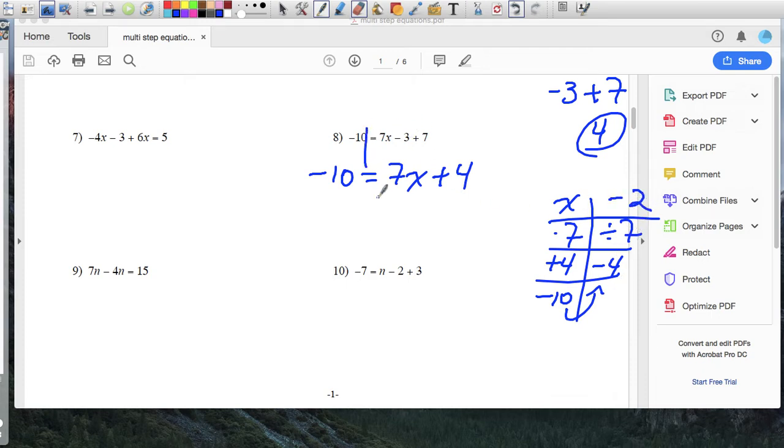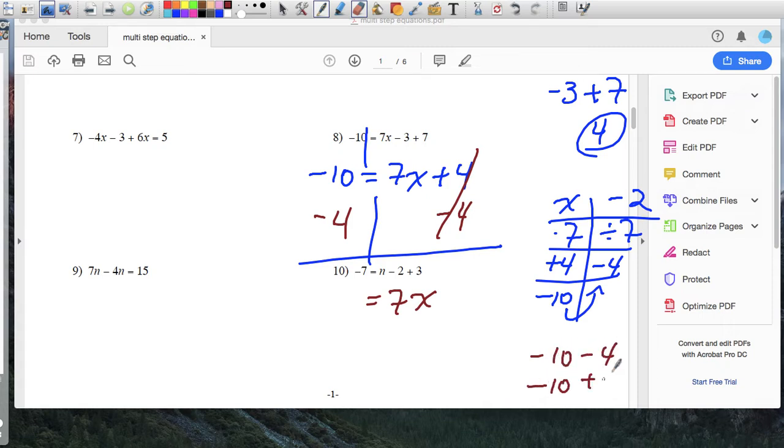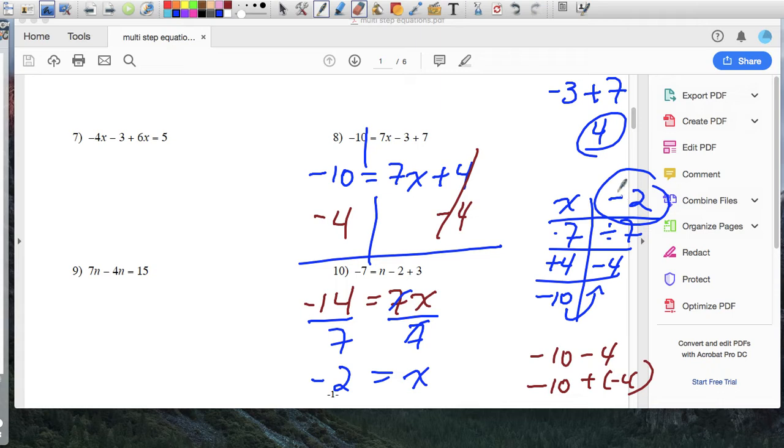So let's see if that really works out. Minus 4, minus 4. Oops, sorry, not plus 4, minus 4. These two become 0. 7x comes down, and negative 10 minus 4 is the same thing as negative 10 plus negative 4, and that gives us negative 14. We are going to divide both sides by 7. 7 divided by 7 is just x, and negative divided by positive is negative 2. So our answer is negative 2, which matches what we had early in the beginning.